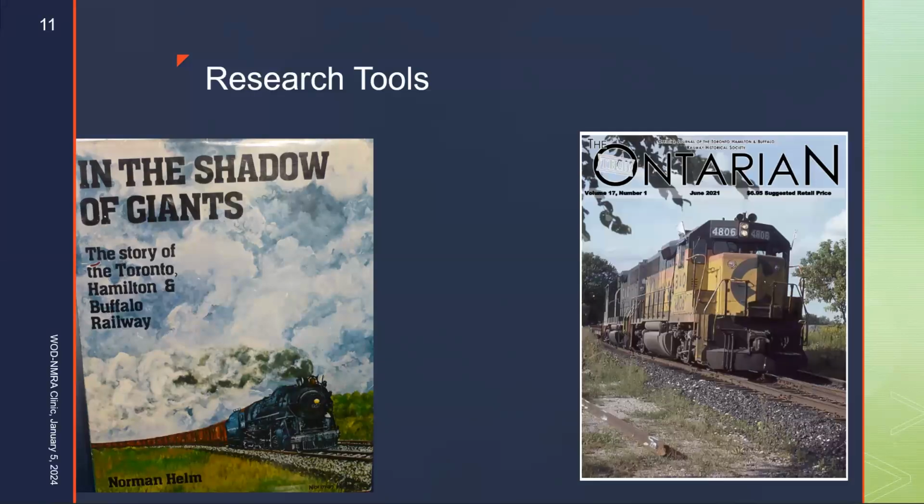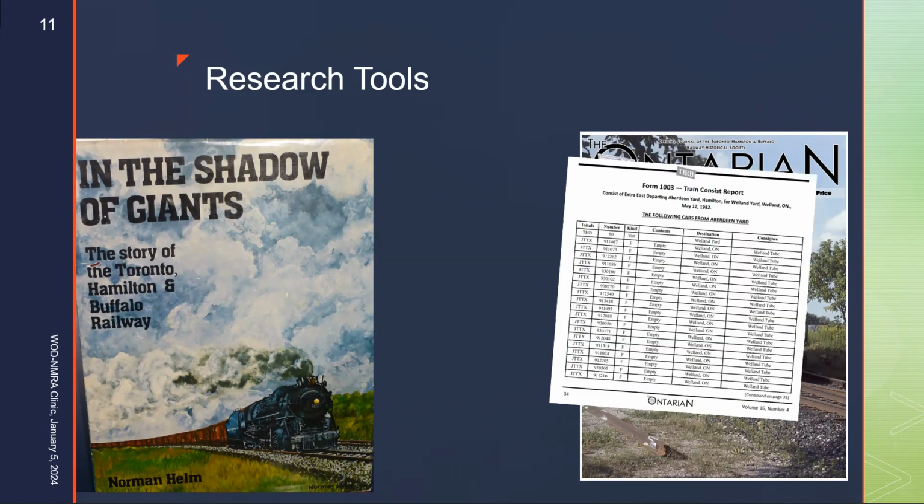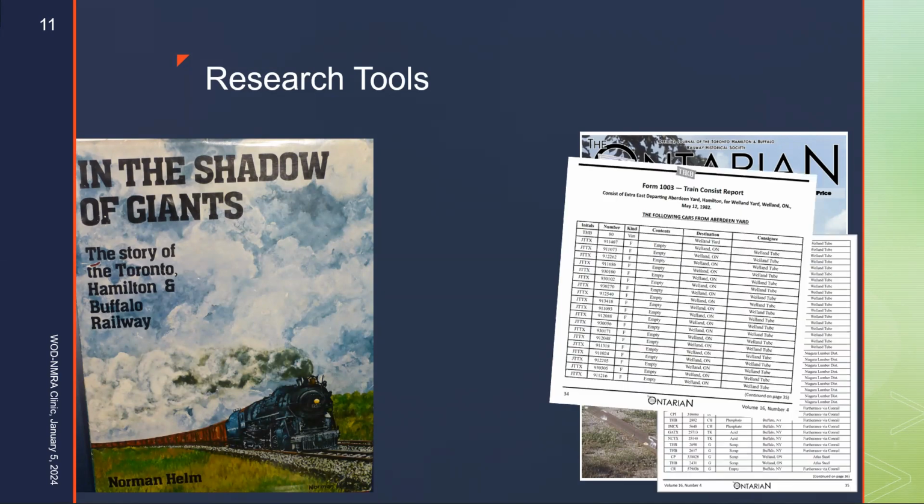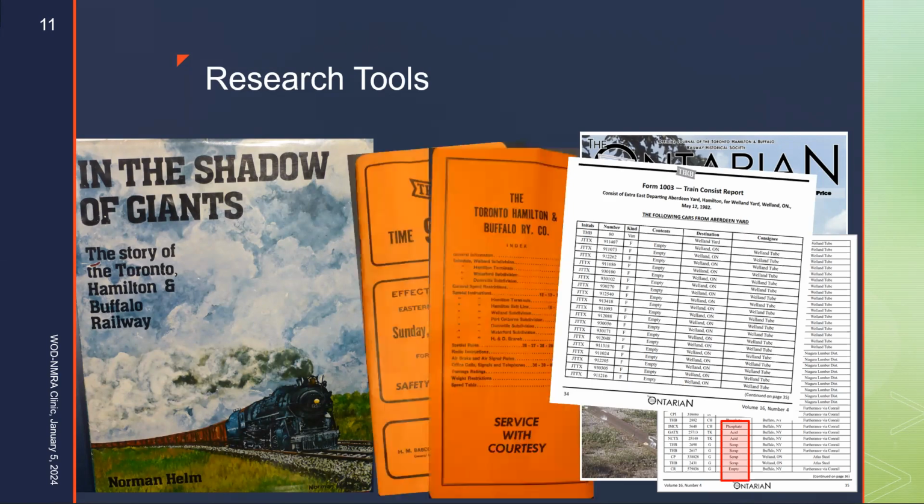Another great source of information is the yearly publication of the Toronto, Hamilton, and Buffalo Historical Society called the Ontarian. And it has a wealth of historical and operational information that is a big benefit to a modeler like myself. And as well, at train shows, you can get copies of the employee handbook and timetable, and there's a lot of useful information there as well.